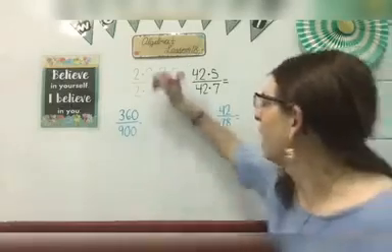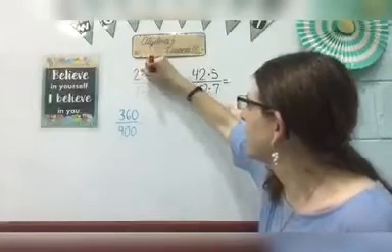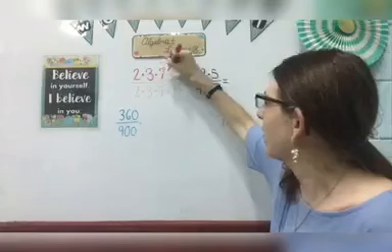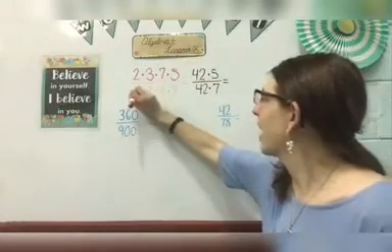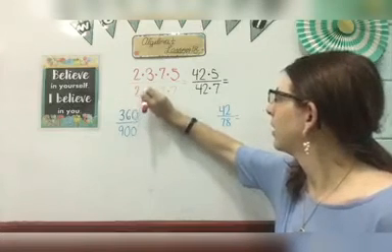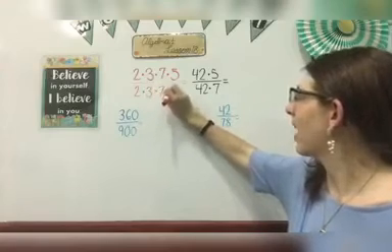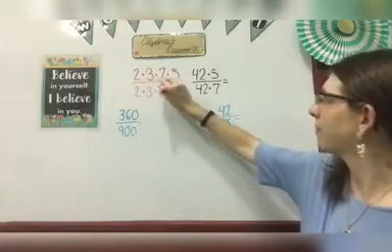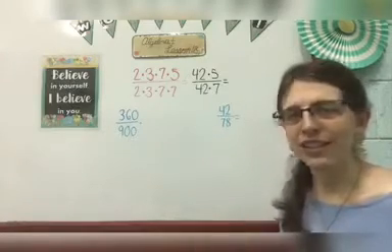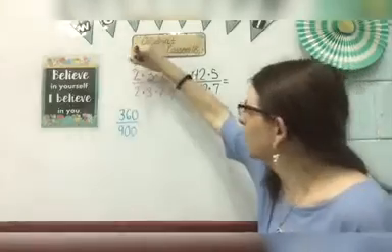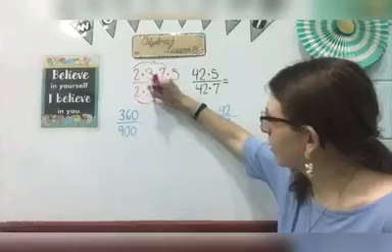So if I have 2 times 3 times 7 times 5 on the top, and then I have 2 times 3 times 7 times 7 here on the bottom. Okay? There are my numbers. Notice that I have some that are the same. I have 2, 3, and 7 here on the top, and 2, 3, and 7 here on the bottom.